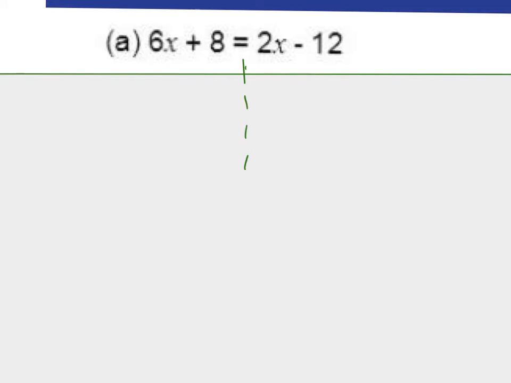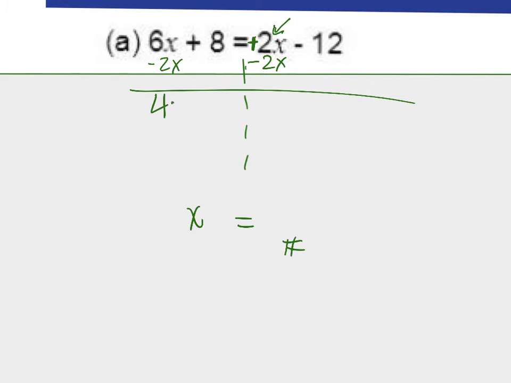So, if you know that you want your answer to be x equals some number, then you know you want all the x's on the left. To get this 2x over to the left, you need to minus him, because that is the inverse. And right now, the 2 is currently positive. So you get 4x. You rewrite that plus 8, because you haven't done anything with the constants yet. You rewrite the equal sign. You rewrite minus 12.